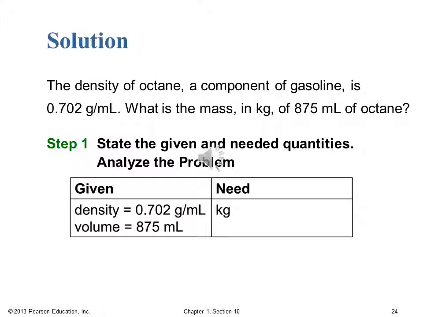Okay, so the first step, of course, is to state the given and needed quantities, analyze the problem. Here we're given a density value for octane of 0.702 grams per milliliter and a volume of 875 milliliters, so 3 sig figs for each of those, and ultimately want an answer in kilograms. So notice our density is given in grams per milliliter, so we'll be doing some converting at the end to get the final unit of kilograms.